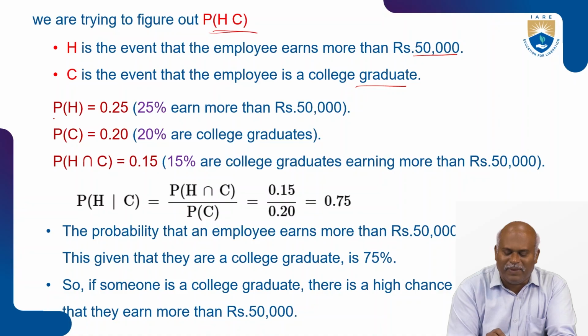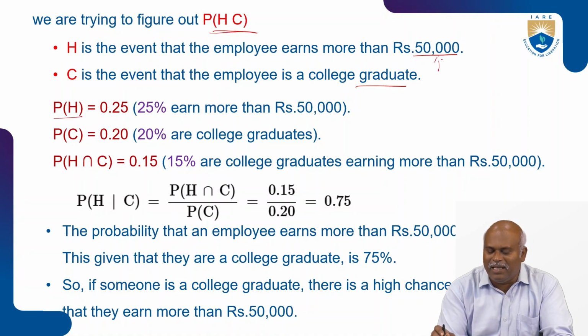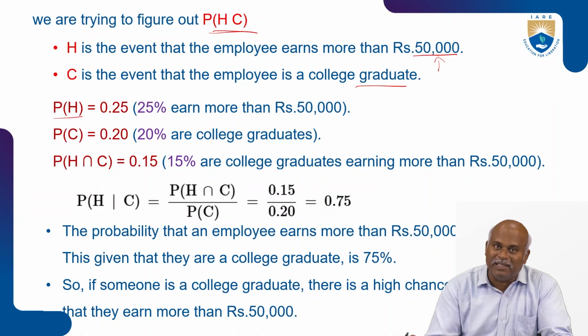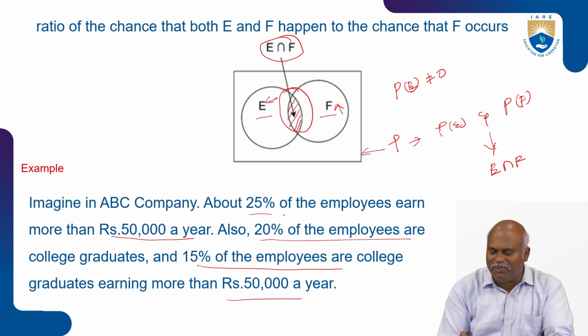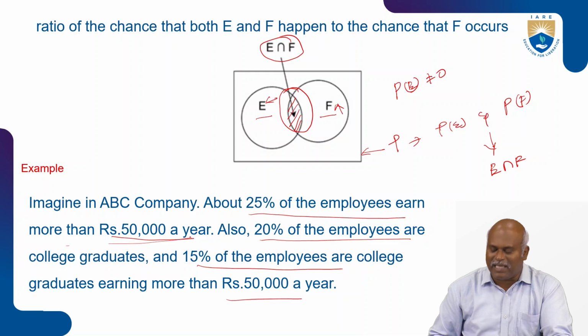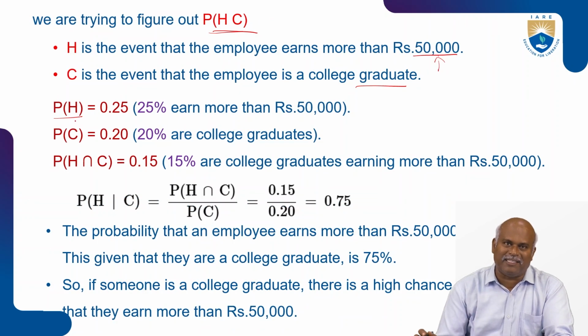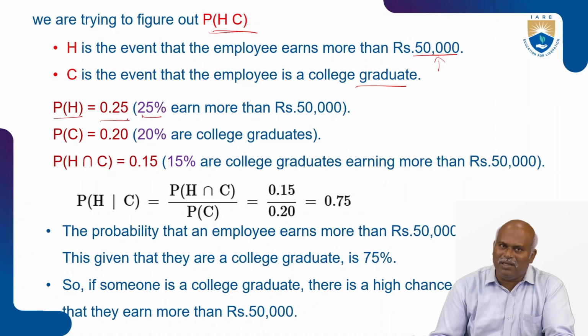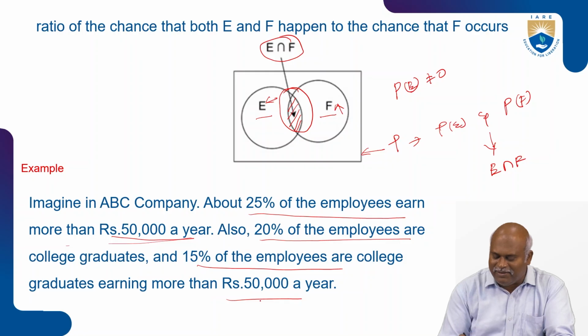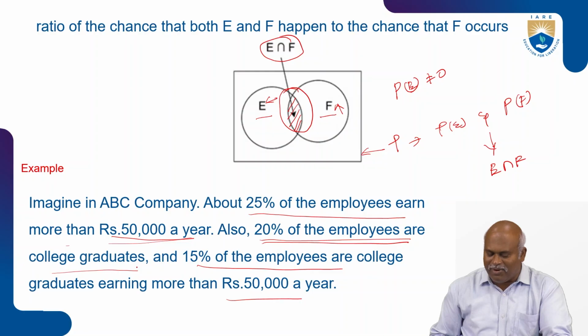Now for the events: what does P(H) represent? P(H) is that an employee earns more than a 50,000 salary. In the problem, 25% of employees earn more than a 50,000 salary. I take this as P(H), which means 0.25. And the other one is the graduates: the college graduates are 20%. In this case, what will happen?